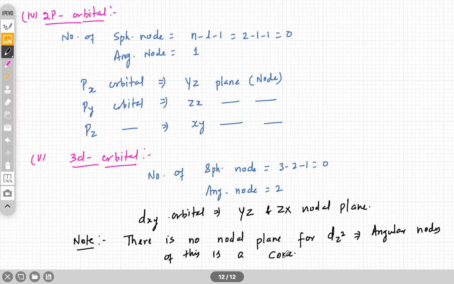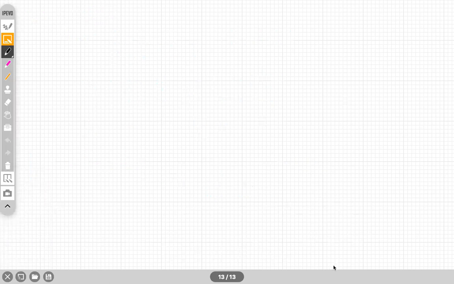Another type of question. Okay, you see this question. For dx square minus y square, the YZ plane is the node. YZ and ZX also we can consider. Yes, YZ, ZX.